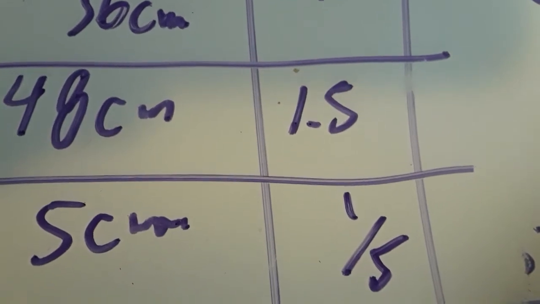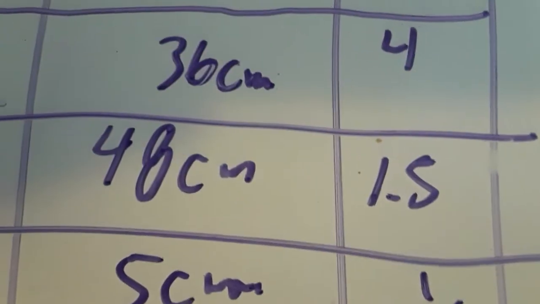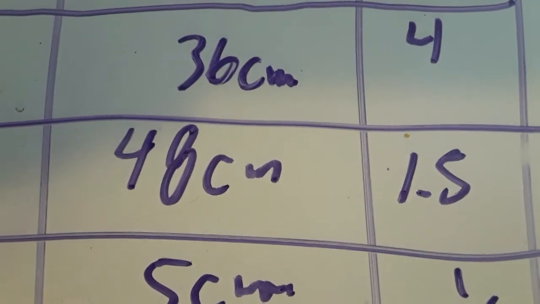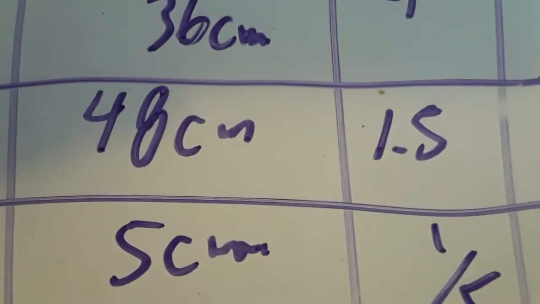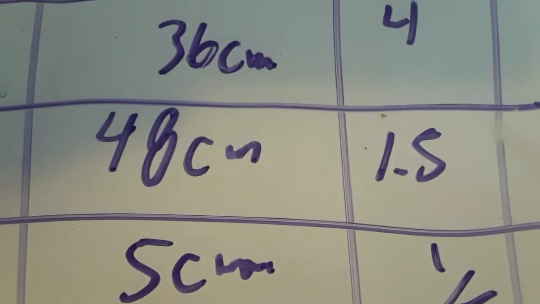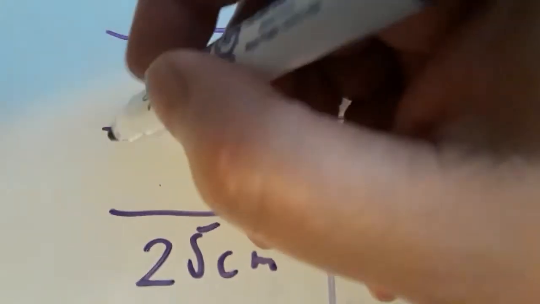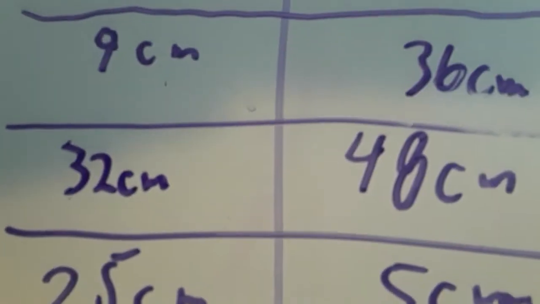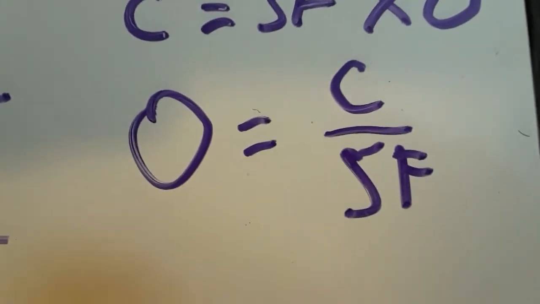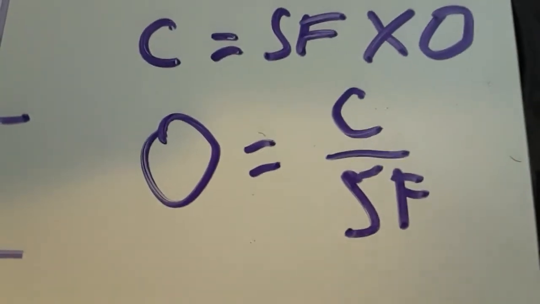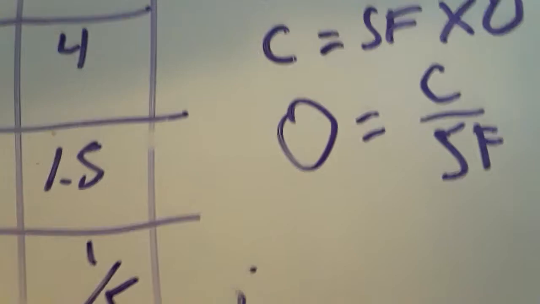And it should be because the 48 is the length of the copy, and the copy is 1.5 times larger than the original. So if you take 48 and divide it by 1.5, you will get 32, which is perfect because 48 is 1.5 times greater than 32. And again, looking at the last formula, if you want the length of a particular part of the original, you take the length of the copy and you divide it by the scale factor.